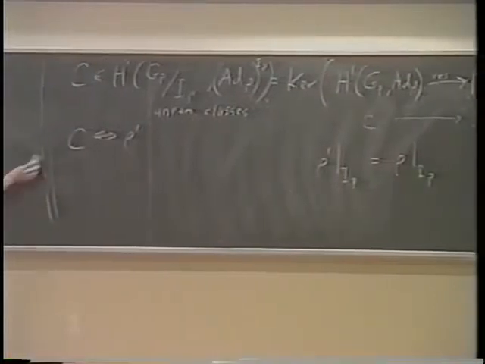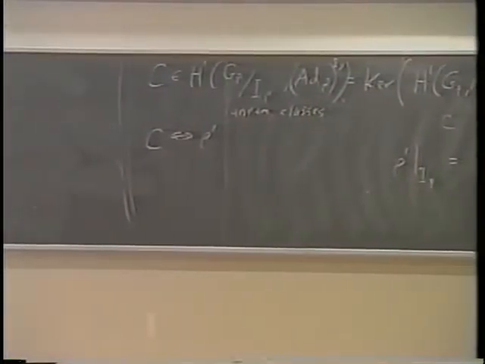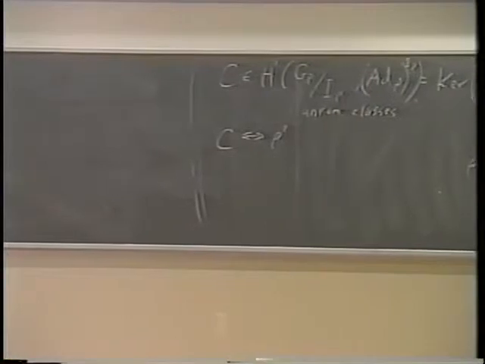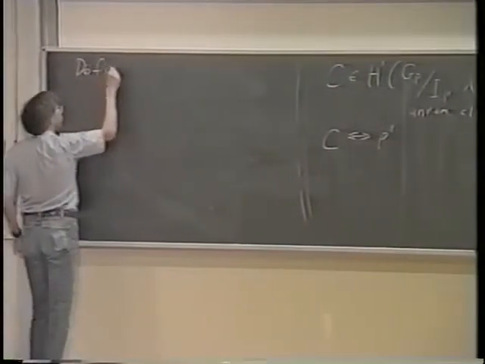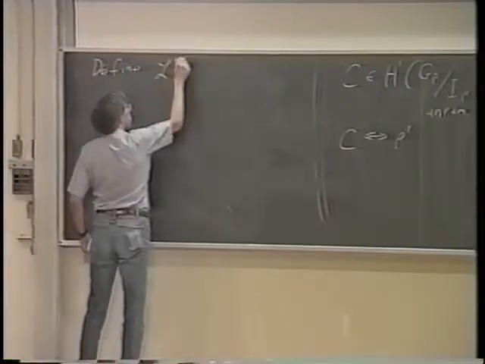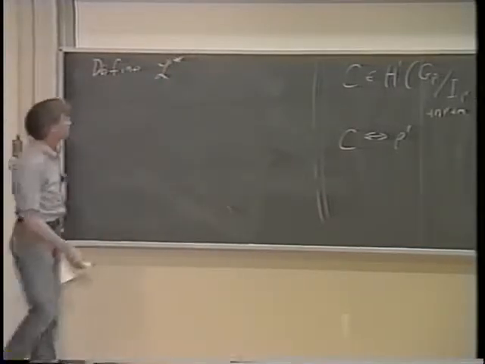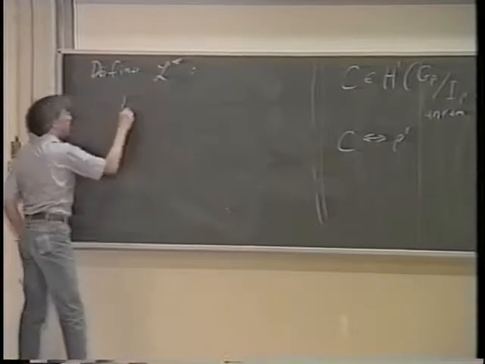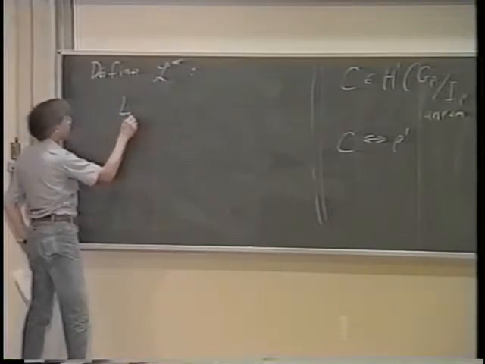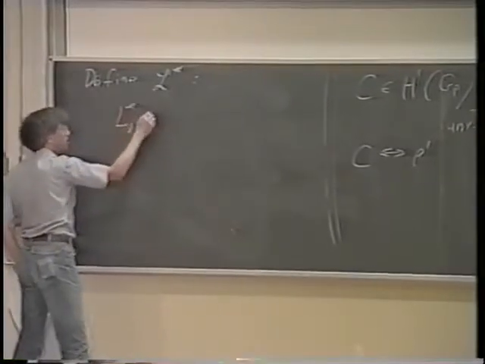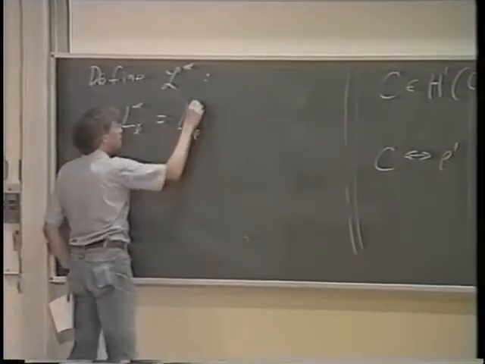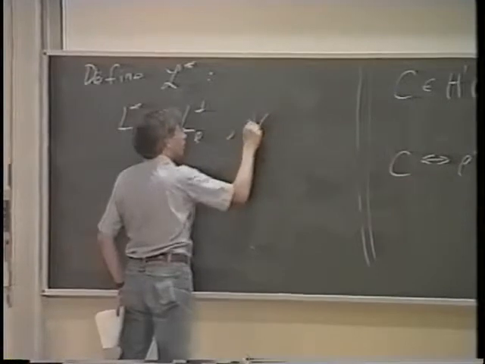Okay, so we can have a dual Selmer group also. So let's define L star as follows. So we take L sub L star, maybe it ought to be star, is L sub L perp for all L.